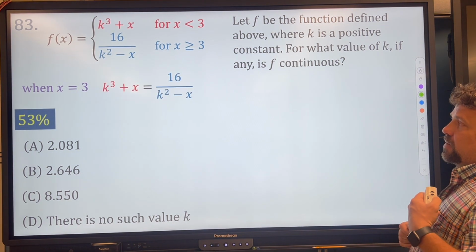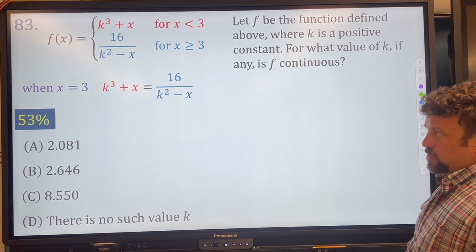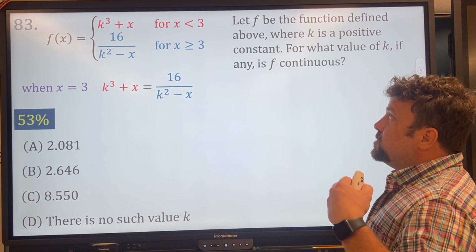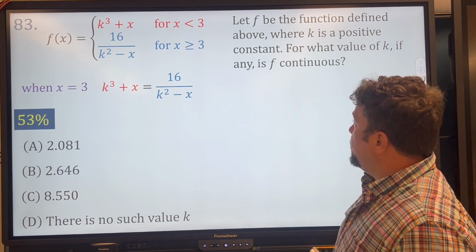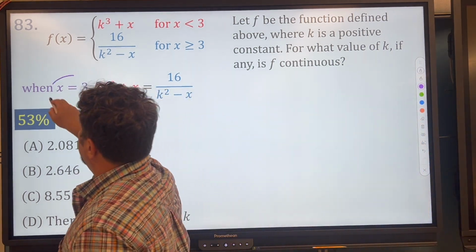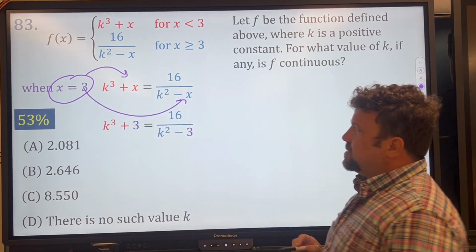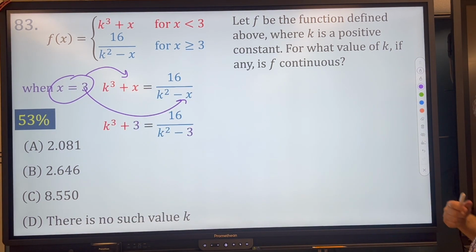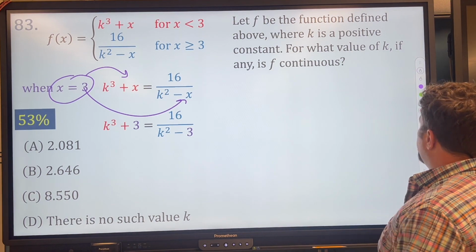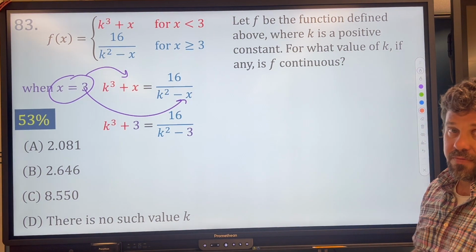So that means I'm going to set k cubed plus x equal to 16 over k squared minus 3. And like I said before, when x is 3, I'm going to take that 3 and plug it in for my x's. So k cubed plus 3 equals 16 over k squared minus 3. And now you use simple algebra to solve for k.